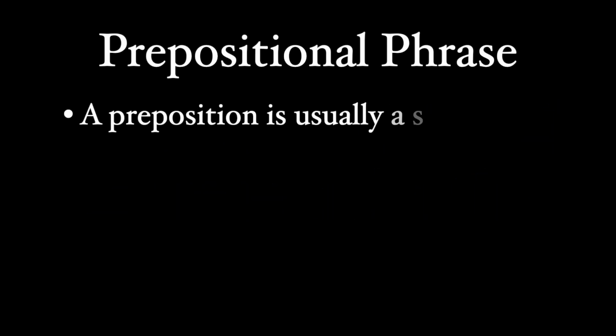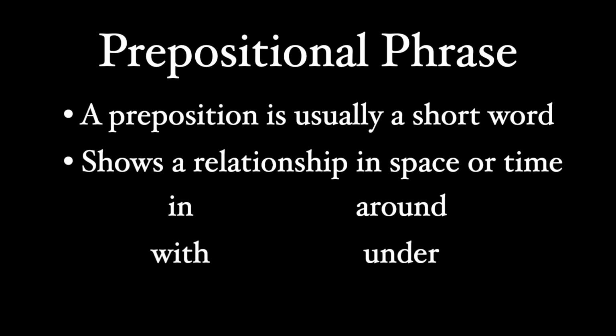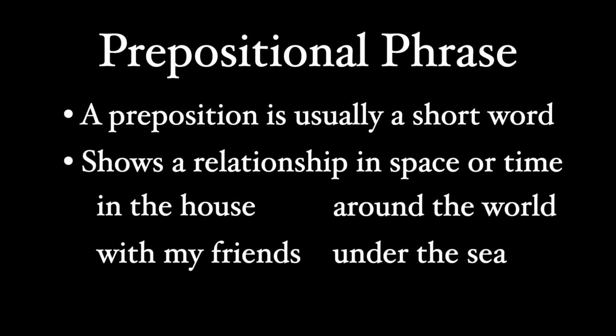A preposition, in both English and Latin, is usually a pretty short word that shows some relationship in space or time. So like in, around, with, or under. And all of these have Latin prepositions with the same meaning. And each preposition will take a noun to fill out its meaning. This is called the object of the preposition.